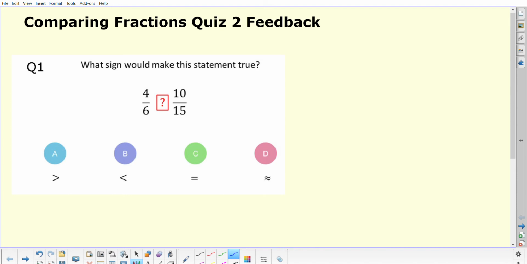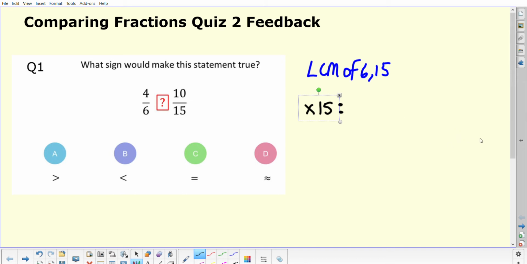There's a couple of ways of doing this. You could have gone straight to finding your equivalent fractions by looking for the lowest common multiple. So I'm going to write LCM of 6 and 15. So that means I'm going to go through my 6 times table and my 15 times table. It's usually easier to start with a bigger number until you recognise one that's in the smaller number's times table.